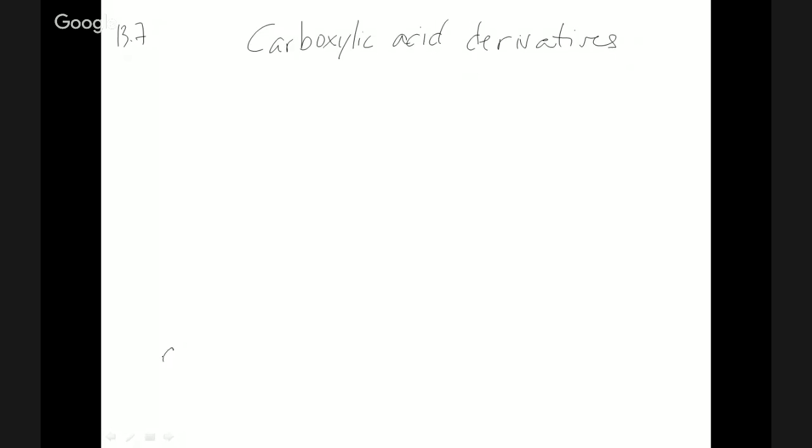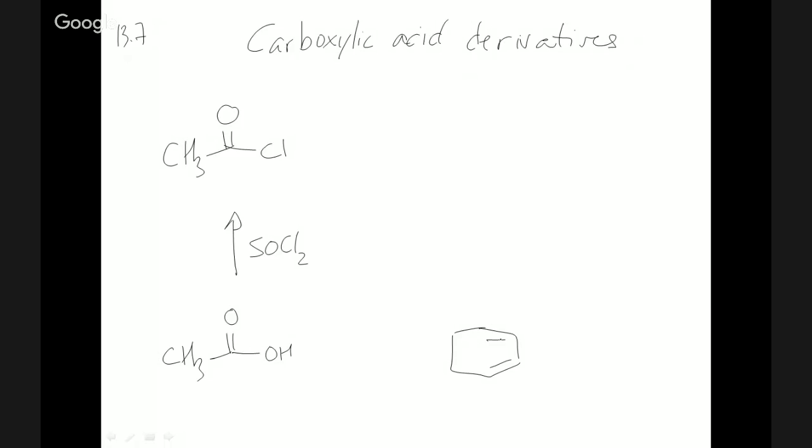So let's look at how these are made. Start with a carboxylic acid. Treat with what's called SOCl2, thionyl chloride. You can form acetyl chloride. So acetic acid forms acetyl chloride. This is a carboxylic acid chloride. We call it an acid chloride for short. Same idea over here.